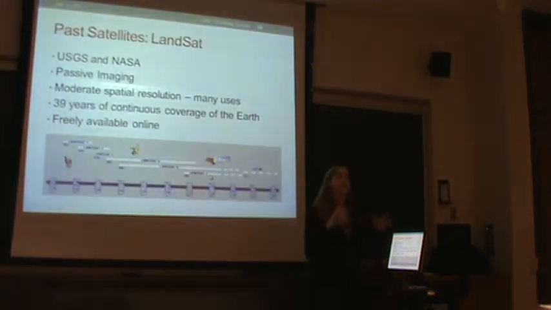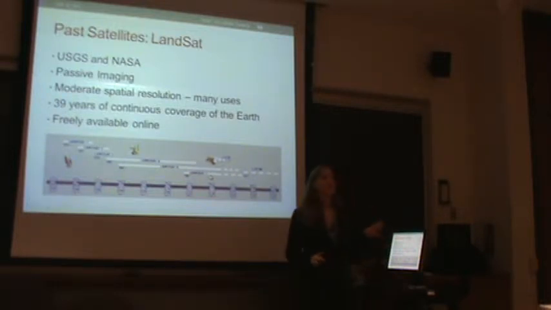So just to tell you about a couple of historic satellites that were particularly important. Landsat is run by the U.S. Geological Survey, so USGS and NASA. A lot of people don't think of anybody except for NASA and maybe NOAA as running satellites, but there is this one out there. It does passive imaging, which means it basically just looks at the Earth and takes pictures. Mostly does the visible spectrum. I think it has a little bit of infrared.